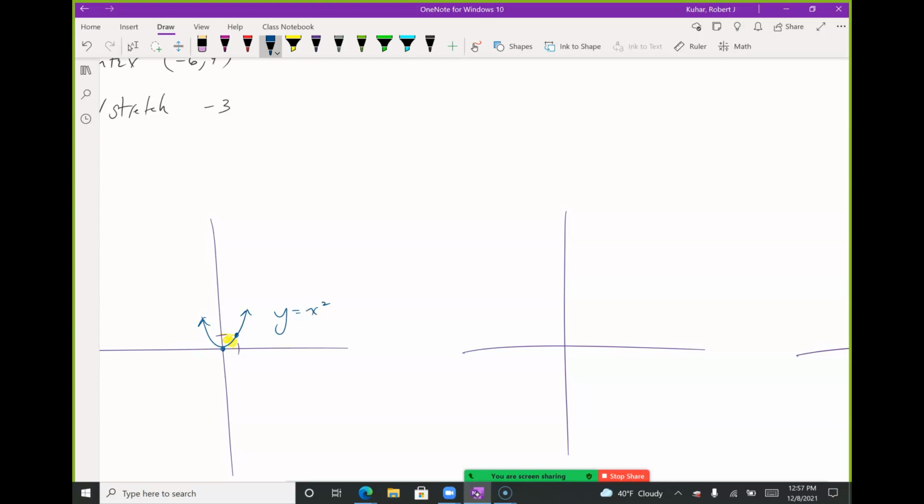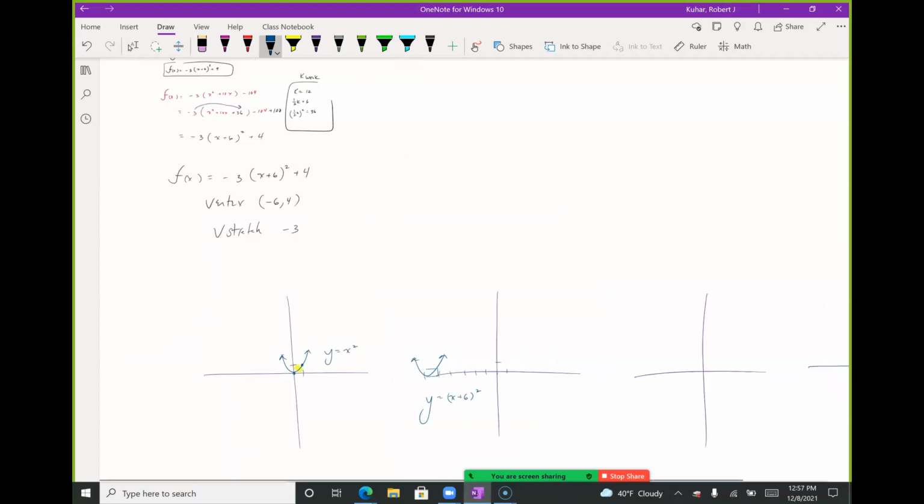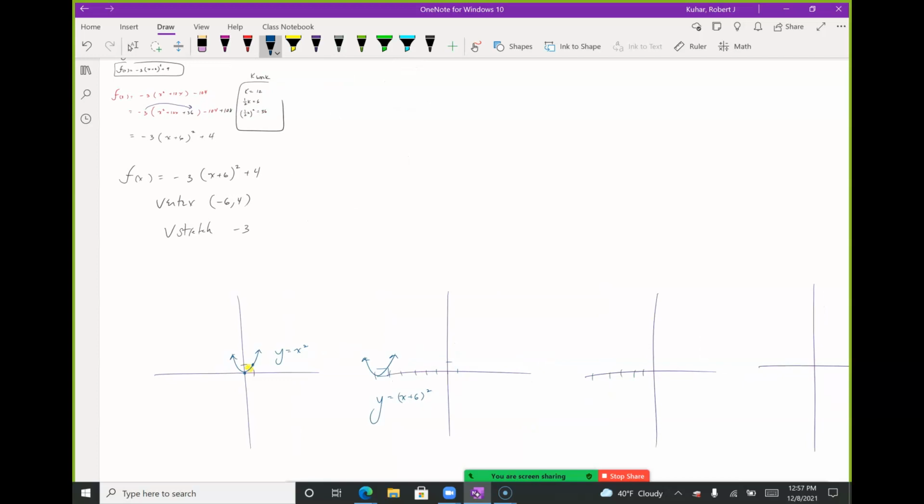I'm going to just take care of the moving first, vertex first. So I got to move that 1 by 1 box over 6 to the left. So 1, 2, 3, 4, 5, 6. So that box now is here, and there's the new function. Y equals x plus 6 quantity squared. So I took that box and moved it left. Now I'm going to take that box that's moved left and move it up 4, 1, 2, 3, 4. So my box is now here, right? And y equals x plus 6 quantity squared plus 4.